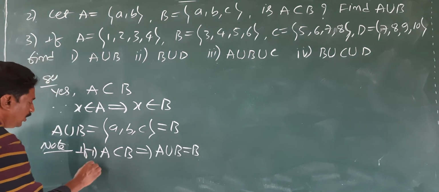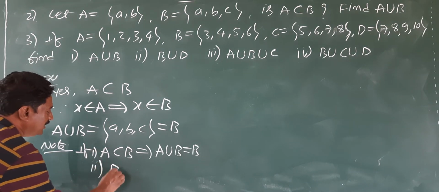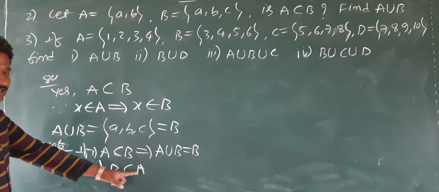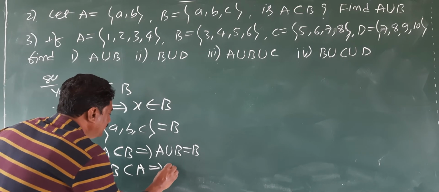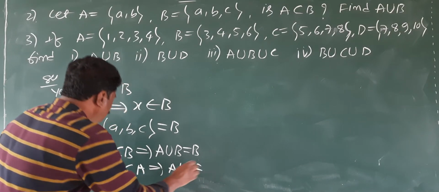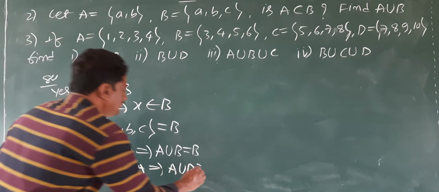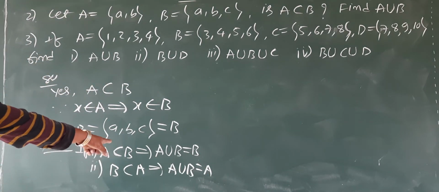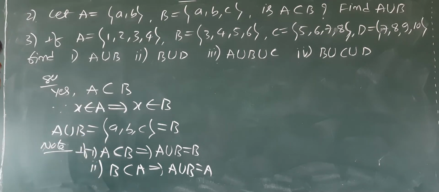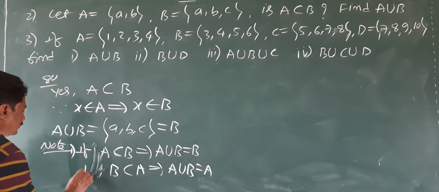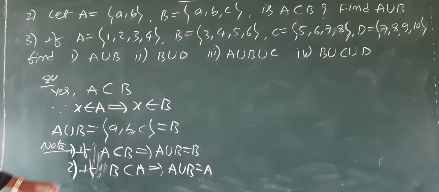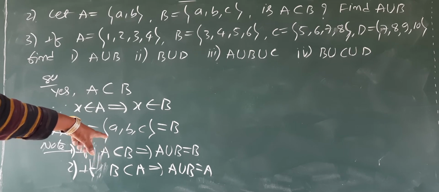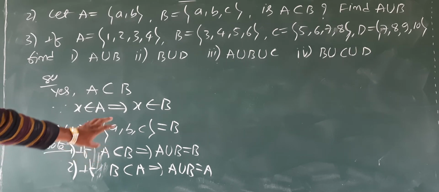One more: if B is a subset of A, that implies A union B is the biggest among these two, which is A. So note this useful point, students. You remember these two useful points.